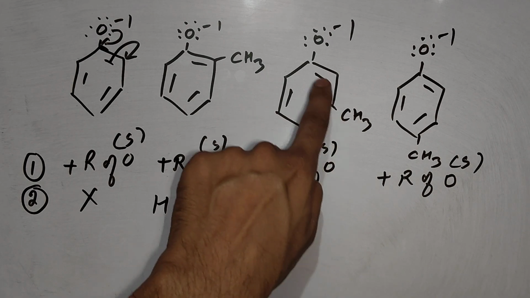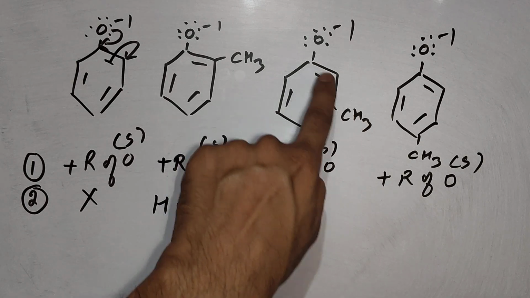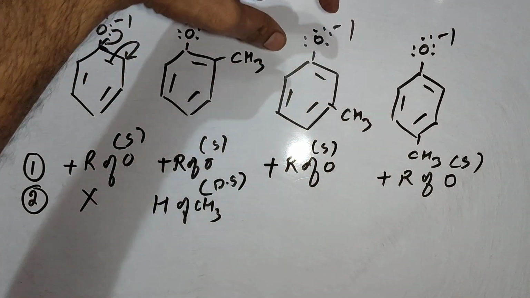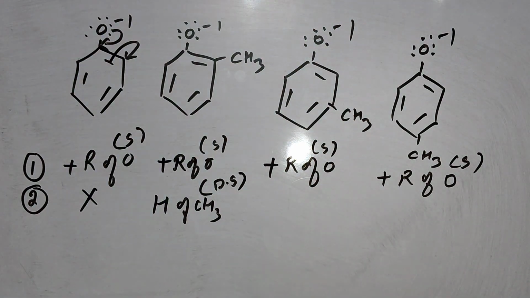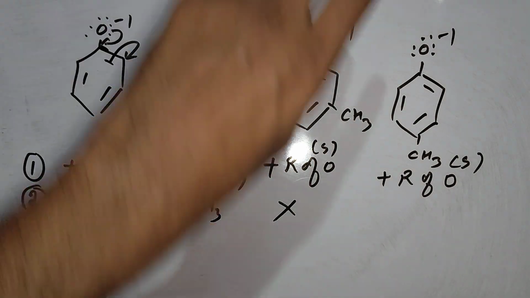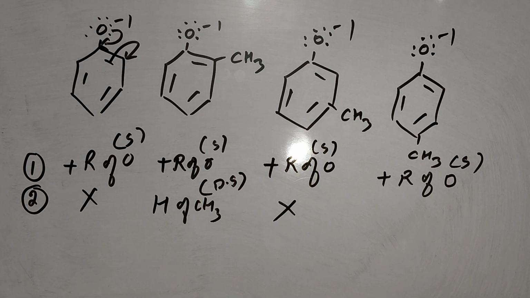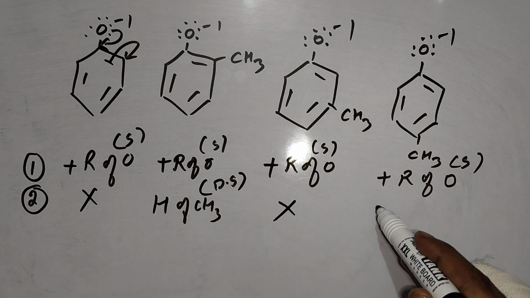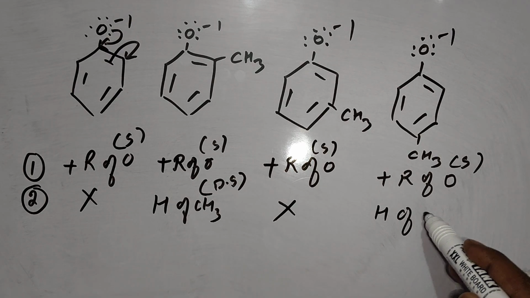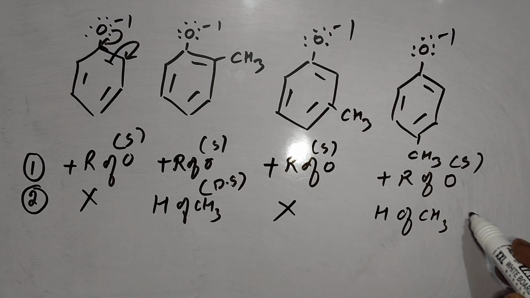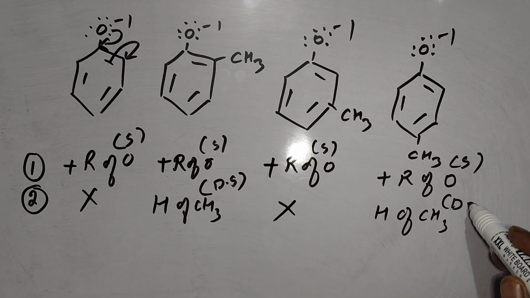From meta position, electrons will not come on this carbon, means hyperconjugation of CH3 is not going to affect the stability of oxygen. So here I will cross it. Because hyperconjugation is not affecting this oxygen, I will not write it. So this factor is not available from the meta position. From para position it can happen. So H of CH3, which is going to destabilize the anion, D.S.